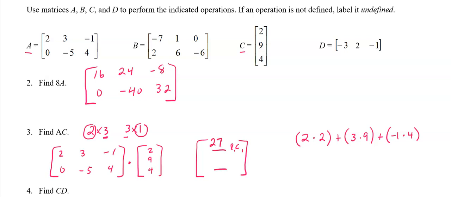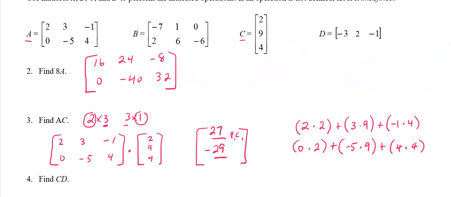Now we're going to do the same thing for the bottom. First element of the left times first element of the right, second element of the left times second element of the right, third multiplied times third. So 0 plus negative 45 is negative 45, and then plus 16 is negative 29. So that's your answer for number 3.